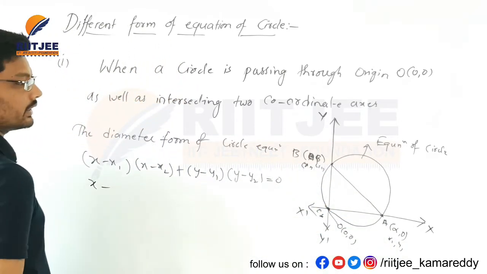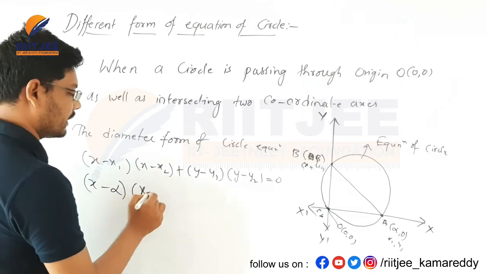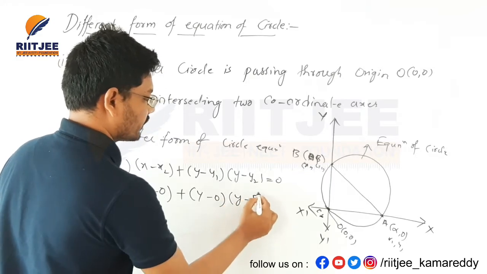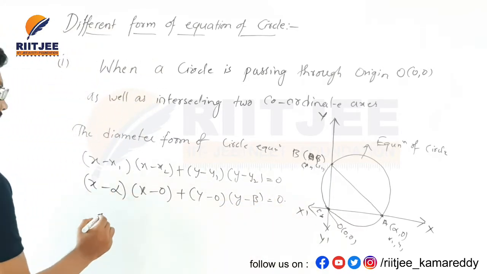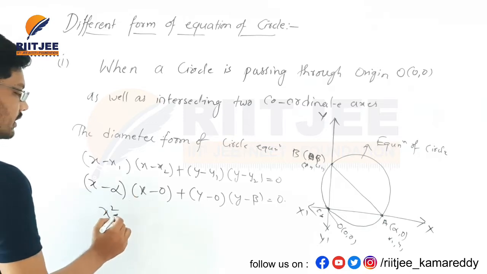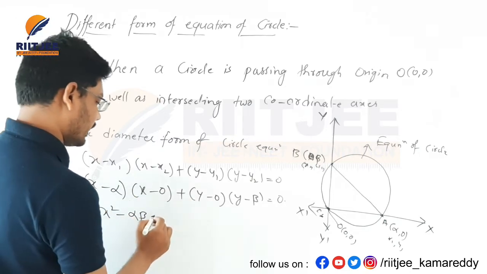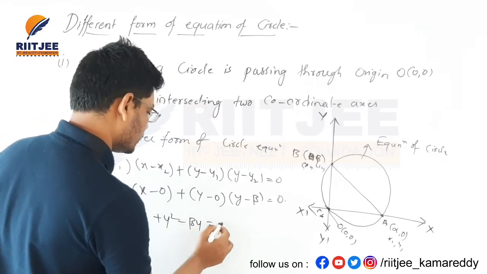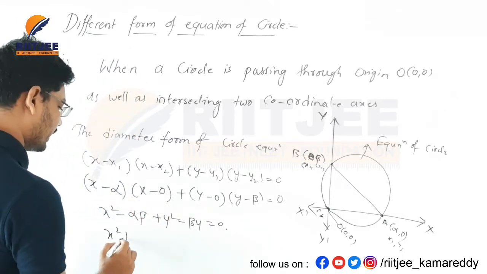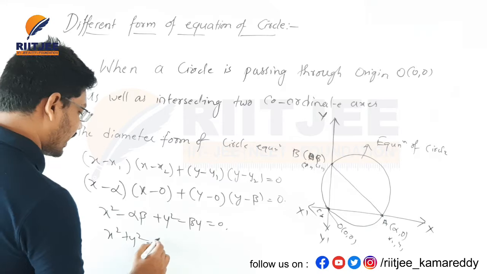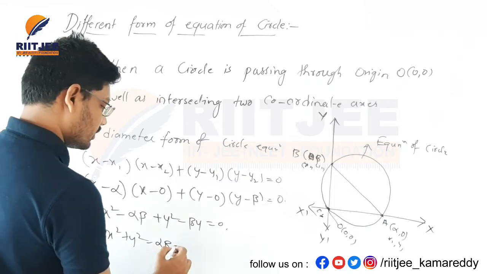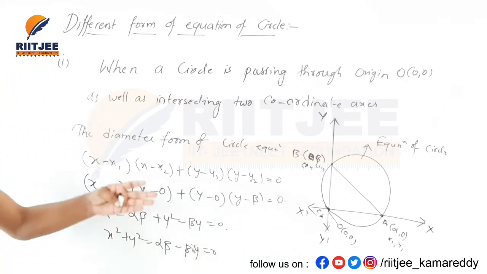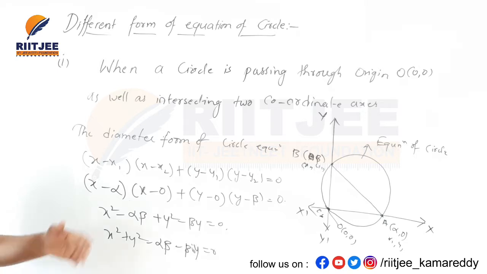Now (x − 0)(x − alpha) + (y − 0)(y − beta) = 0. Next, x(x − alpha) + y(y − beta) = 0. Then let's substitute: x square plus y square minus alpha x minus beta y is equal to 0. This is the equation of a circle when a circle is passing through the origin and intersecting the two axes.